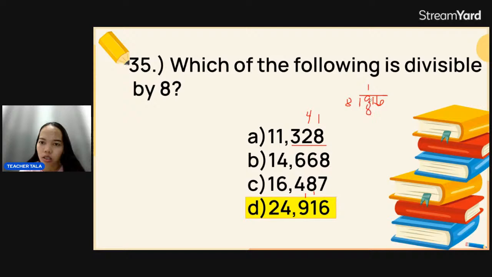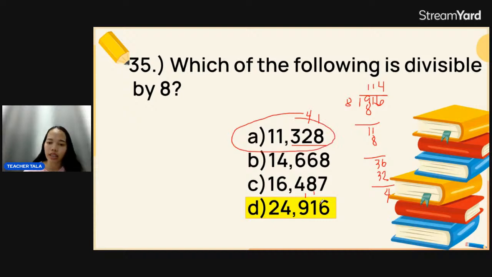Bakit? Tingnan natin. 1, 11, that's another 1, that's 8. 3, 36. 8 times 4 is 32. Right? 32. So, may remainder siyang 4. Unlike sa 328, which is 4 times 8, tama ba? 3 times 8, 24. Plus 8, 32. Yes, 328. The answer here is letter A ha, hindi letter D. Nagkamali po ako dito. Okay, so that is letter A. So, kung i-divide natin si 24,916 kay 8, may remainder siya. Okay, next.